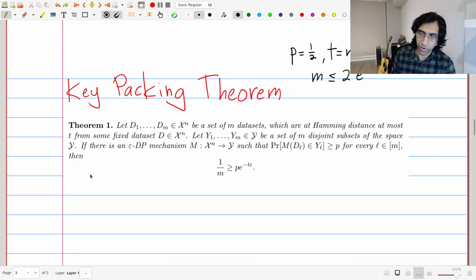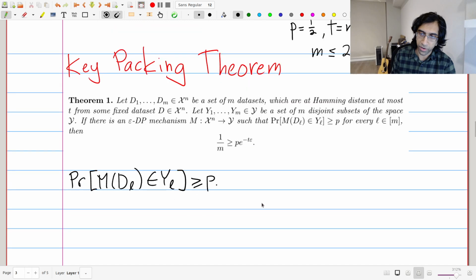So let's see. What are the steps? The first step is just saying, okay, I'm just going to rewrite the accuracy guarantee. We have that the probability that M on D_l is in its set is greater than or equal to p. Now we're going to use group privacy, and remember, we're going to use the fact that this fixed data set is close to every data set simultaneously, but in particular is close to D_l.